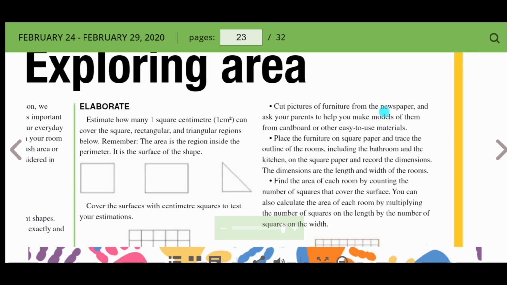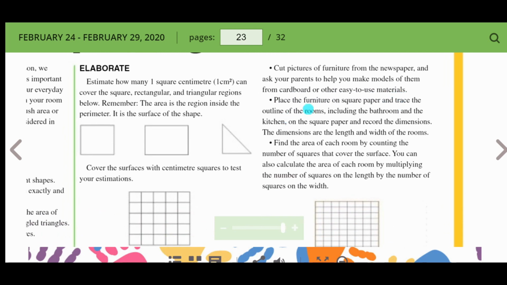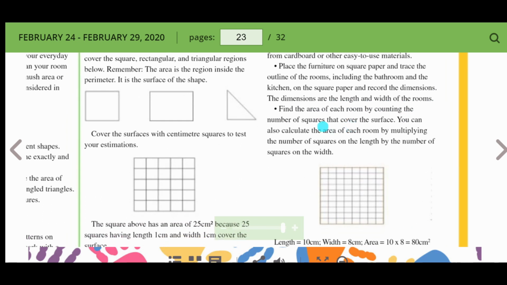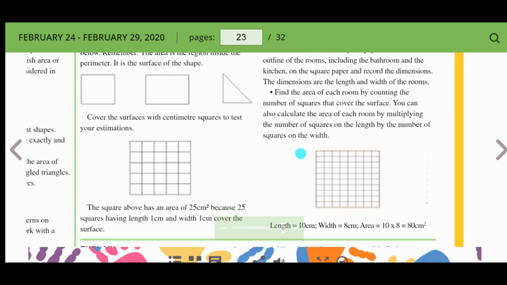Cut pictures of furniture from the newspaper and ask your parents to help you to make models of them from cardboard or other easy-to-use materials. Place the furniture on square paper and trace the outline of the rooms, including the bathroom and kitchen, on the square paper and record the dimensions. The dimensions are the length and width of the rooms. Find the area for each room by counting the number of squares that cover the surface. You can also calculate the area of each room by multiplying the number of squares on the length by the number of squares on the width.